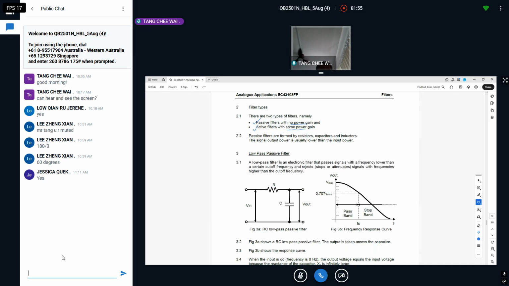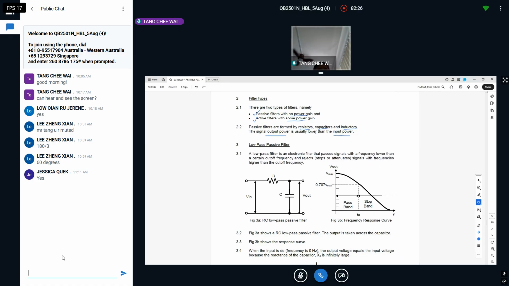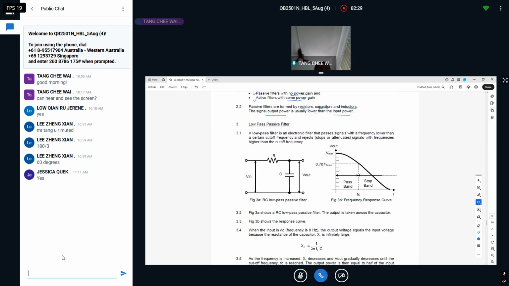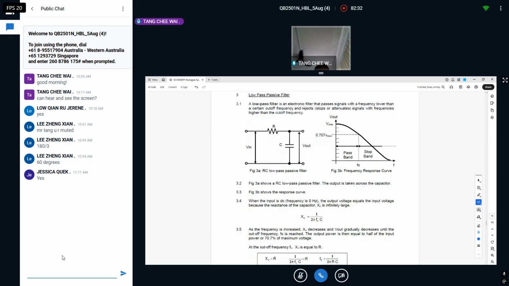Here we start out with passive filters first. They are formed by the very basic resistor, capacitor, and inductors. All these components I believe you have seen before. They mention the output signal power is usually lower than the input power. With that, we start off with the low pass passive filter. Let's take a look.